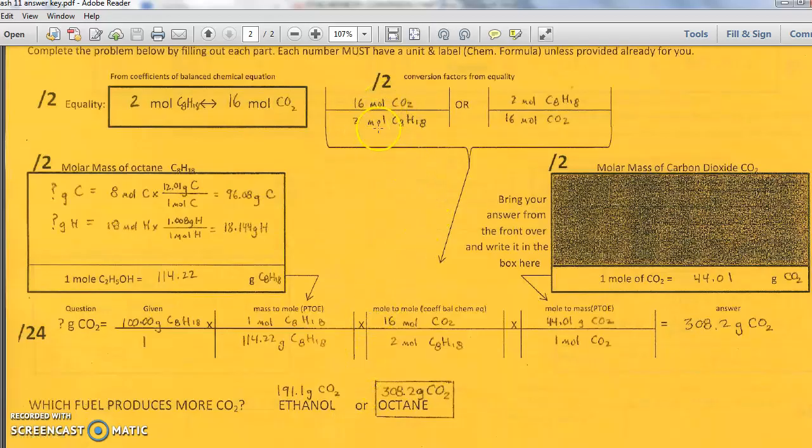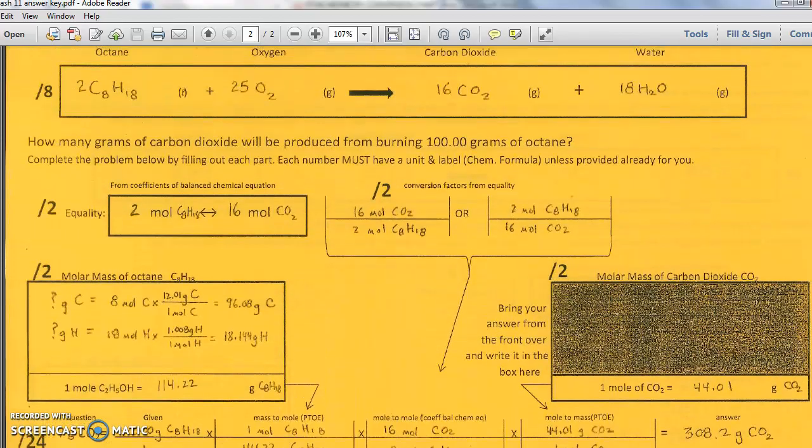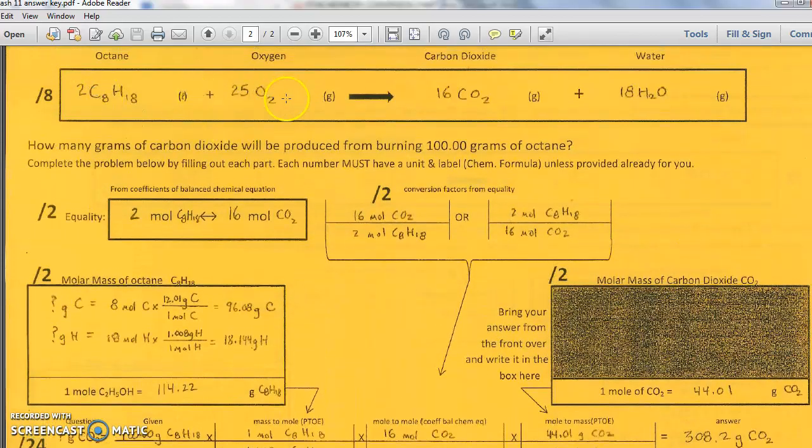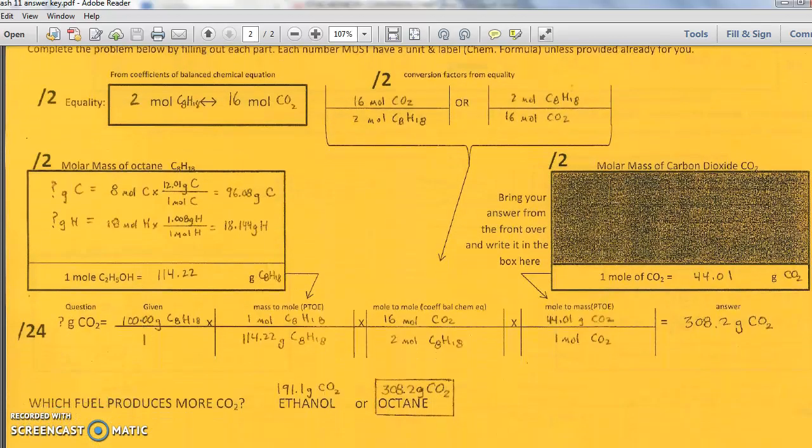Here we go. First, I need what the coefficients are. I take a look at the balanced chemical equation. It's 2 moles of octane for 16 moles of CO2. 2 moles to 16. I can put this one on top with that on the bottom, or I can put the 2 on top with the 16 on the bottom. I don't want to reduce those to 8 and 1. I want to leave the actual coefficients from the equation in there. Now, how do I know which one to pick?